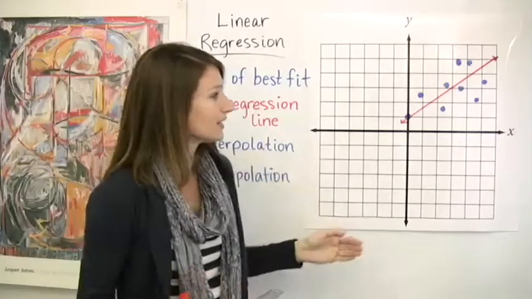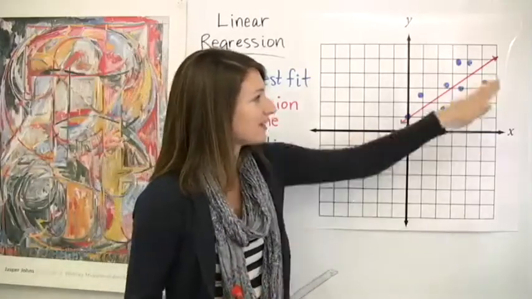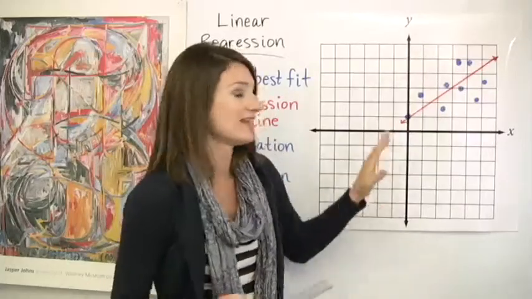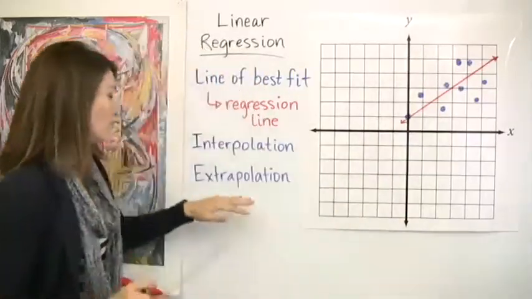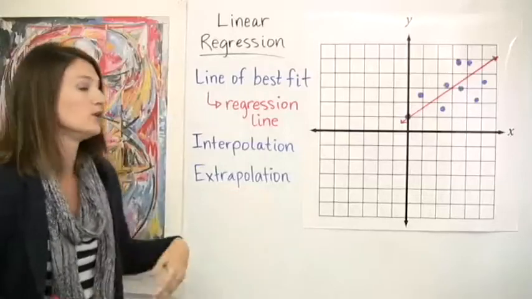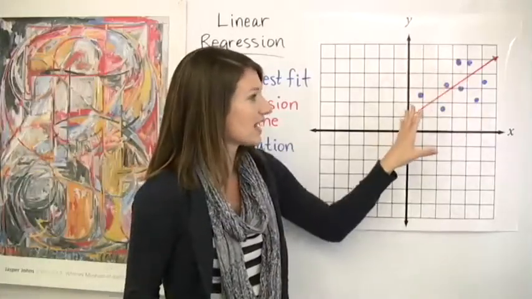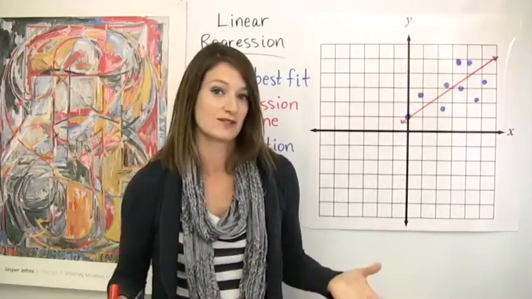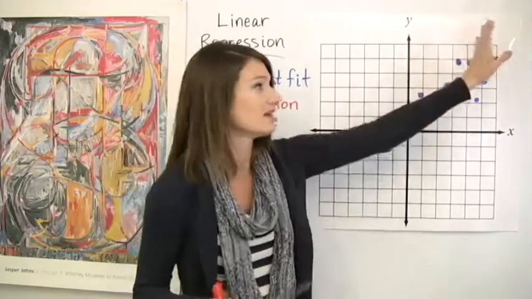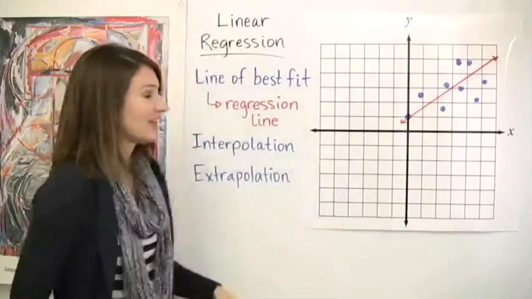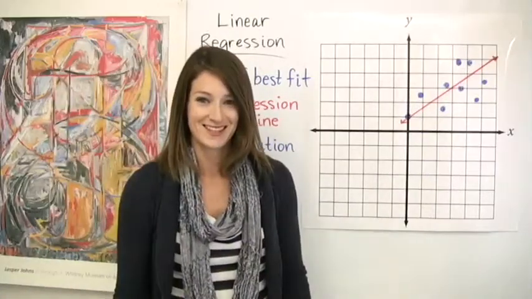When you interpolate data, you are looking at the given data set and you're approximating values within that set. Now for extrapolation, when you extrapolate data, you're taking a look at your given data set and you're making predictions for values that extend beyond that given set. So let's use this information and try an example.